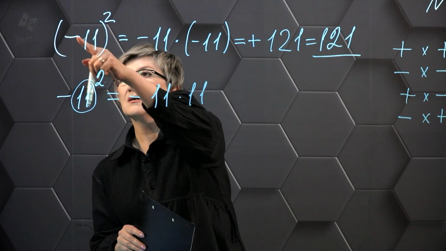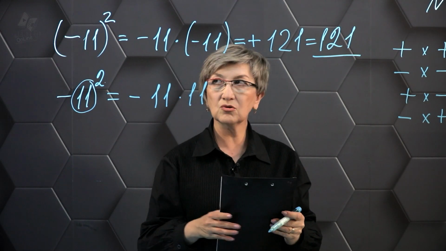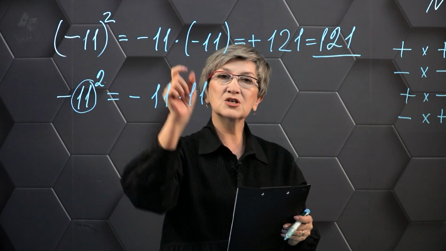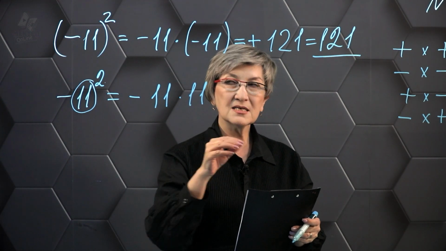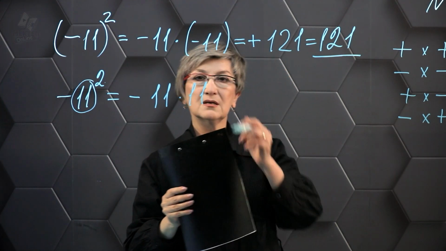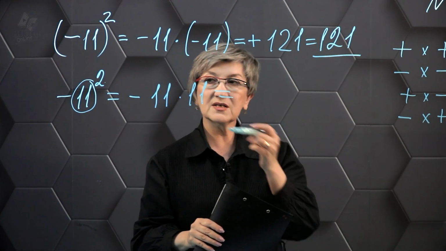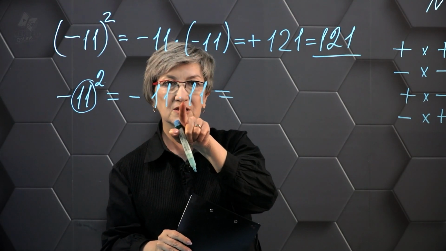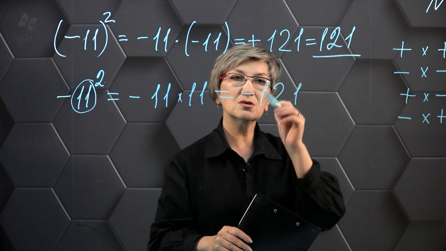The notation of minus 11 to the second power shows that I multiply minus 11 by minus 11. This is the difference in this notation and of course in the result. We multiply 11 times 11. This gives us 121. But we are multiplying one negative and one positive. Thus, we obtain negative 121.